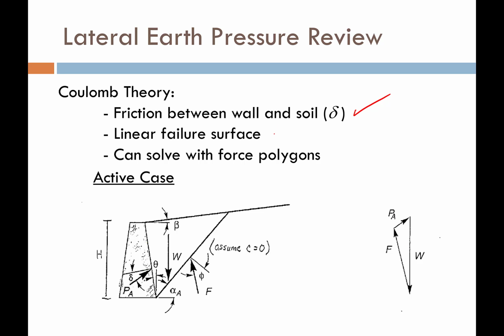Then we also are assuming a linear failure surface. And one of the nice things about Coulomb theory is that we can solve complex geometries if we just draw up our free body diagram and then solve it with force polygons like we're doing down here. So we can solve some pretty complicated cases actually. Now the orientation is a little different here. Notice that we have to assume an angle of failure. We don't know that right off the bat, so we're going to assume it, and we're going to call that angle alpha sub A for active. And then of course the slope of the backfill is equal to beta.